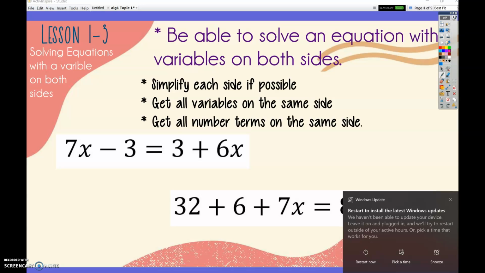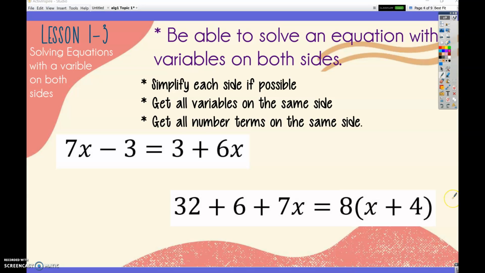In Lesson 1-3, you are asked to be able to solve an equation with variables on both sides. Again, we're still solving equations, and you want to get your variable all alone, but generally you have x's and numbers on both sides of the equations. The goal is to simplify each side if possible. If there's anything you can do first on one side of the equal sign, do that to reduce the number of steps. Then get all your variables on one side and then all your number terms on the other side.